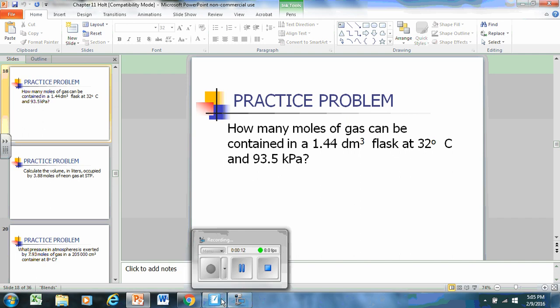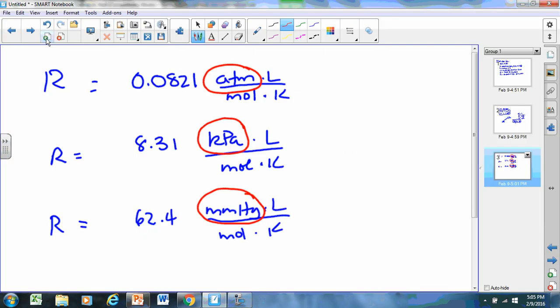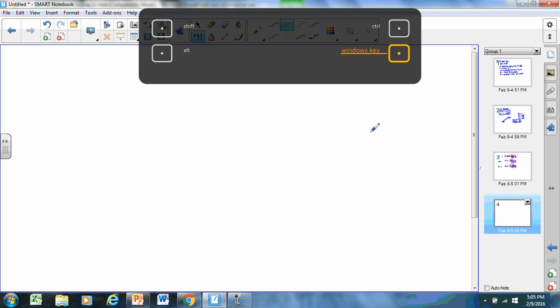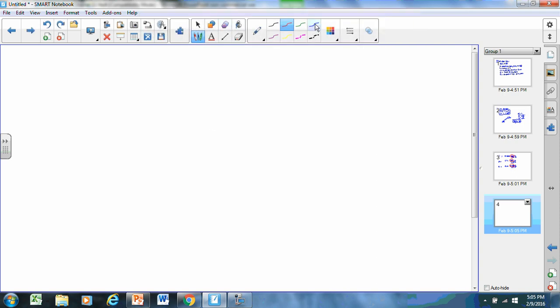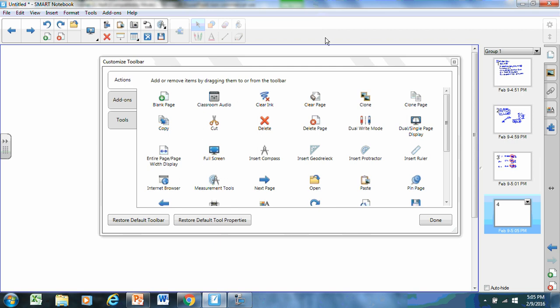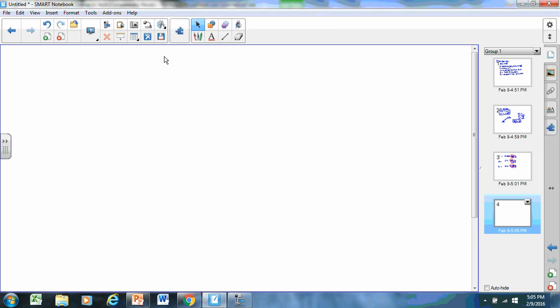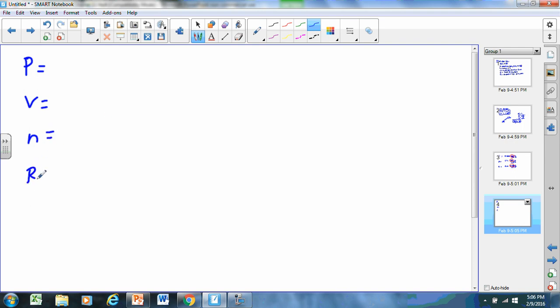The first thing that you have to do is, on every problem today, I want you to set up a table. So I'm going to grab my pen, and remember, here's the ideal gas equation. I want a blue pen. And the first thing I'm going to do is say, okay, I need to know what P is. I need to know what V is. I need to know what N is. I need to know what R is. I need to know what T is.